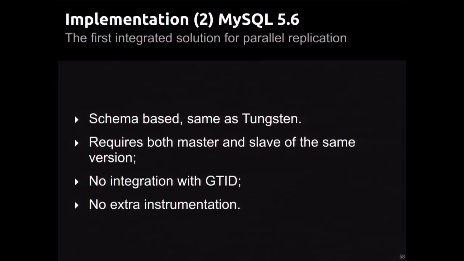In MySQL 5.6, we have the same implementation that we had in Tungsten. So it's schema-based, requires both master and slave to be the same version, but there was no integration with GTID and no extra instrumentation, meaning that you can see the information about which relay log file and position were in each thread, but very little more.